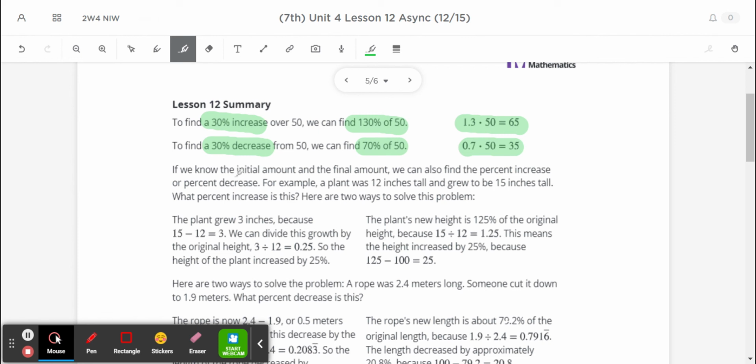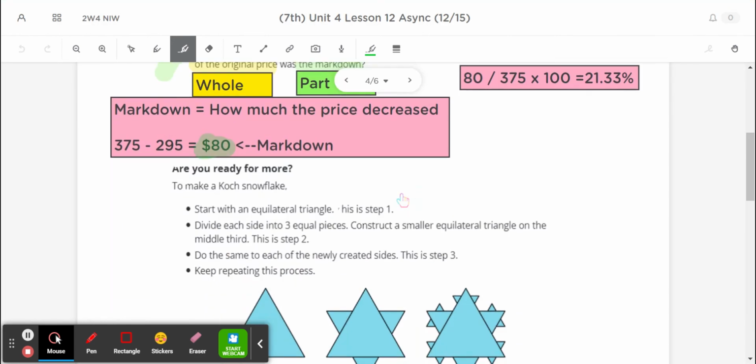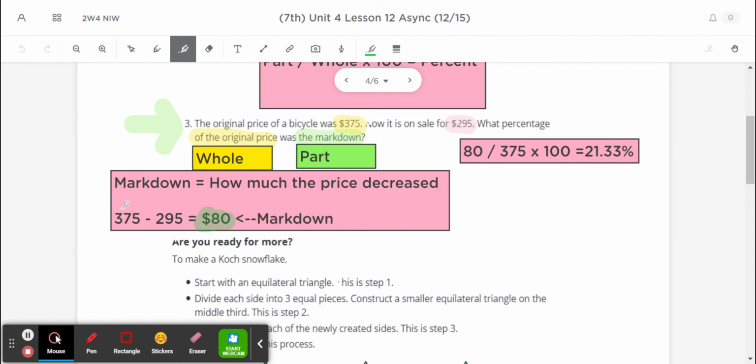When we know the initial amount and the final amount, we can also find percent increase or percent decrease. This is a lot like the markdown problem that we just did here. We knew that the price changed from 375 to 295, so for an $80 markdown. And so we were able to calculate the percent by finding the difference in the original and the final price, then calculating the percent out of that total price. The key part about answering these questions is reading closely, identifying the information you know, and being clear on what the question is asking you.